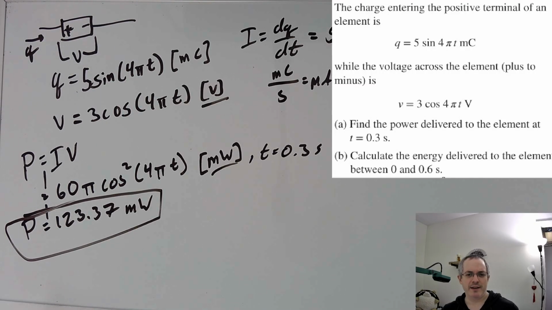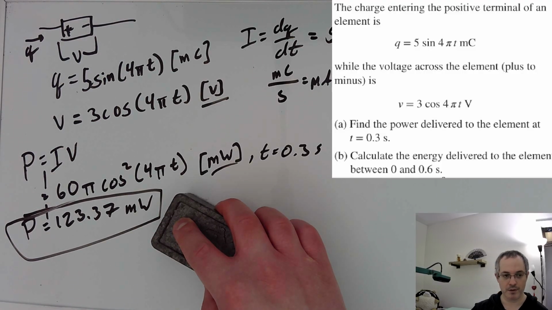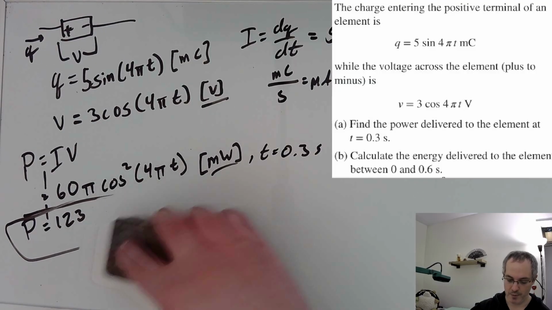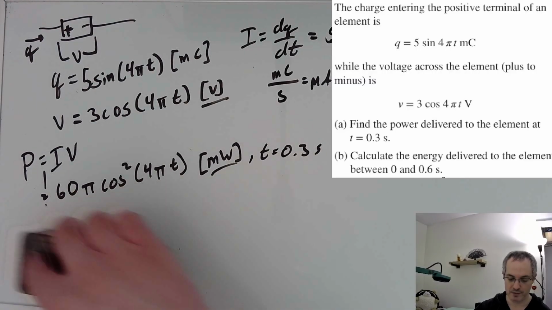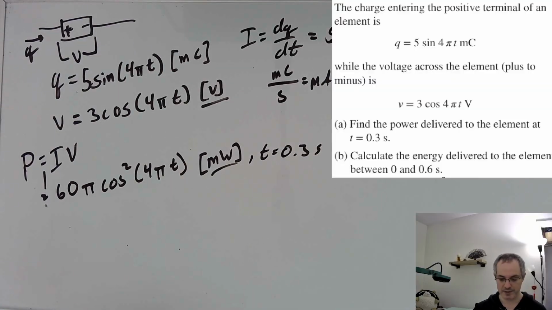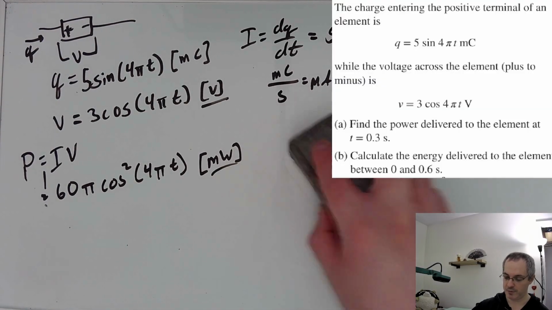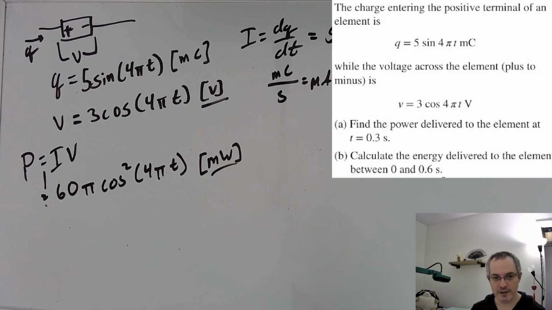Okay. So part B, calculate the energy delivered to the element between 0 and 0.3 seconds. Okay, so we can do that. I'm gonna erase this. We don't need that value of power to do part B because that value of power is just for the specific point in time of 0.3 seconds. That's not really useful to us anymore. But what we do need is the energy.